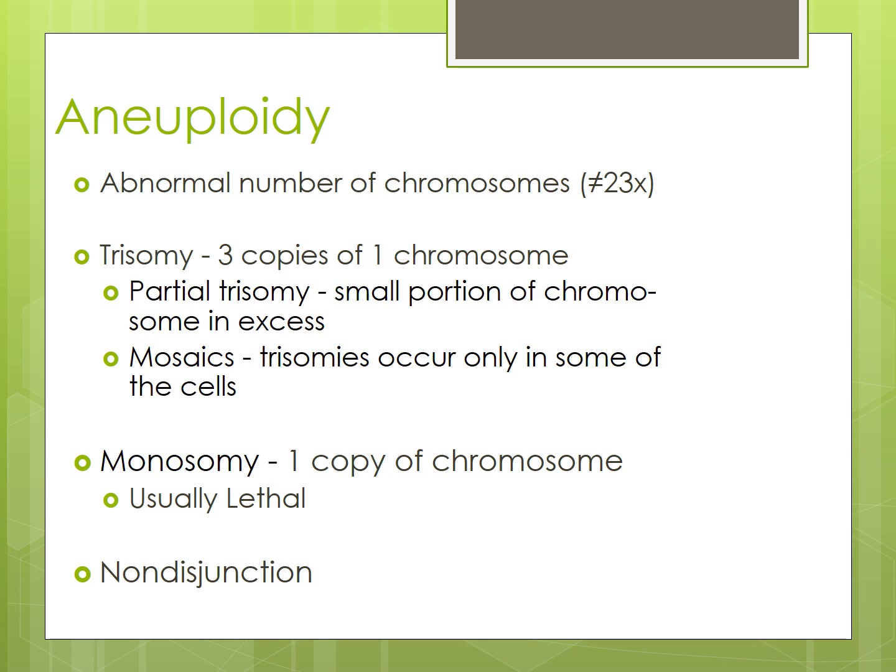Euploidy was when we had multiples of chromosomes. Aneuploidy is when we have an abnormal number of chromosomes, in that it's not a multiple of 23. So a few examples of this would be trisomy, where you have 3 copies of one chromosome. So we'll talk about trisomy 21 in a few slides, which is classically known as Down syndrome. You could also have partial trisomy, where a small portion of the chromosome is in excess. So you'd have a fragment of the chromosome replicated and added to that.